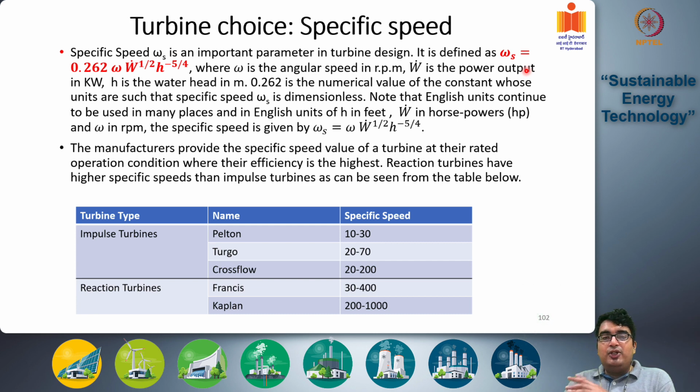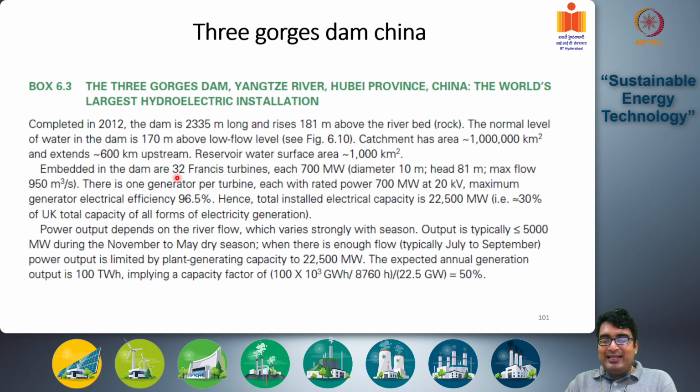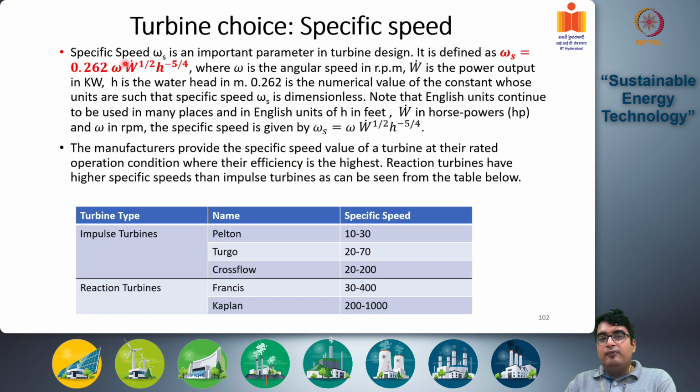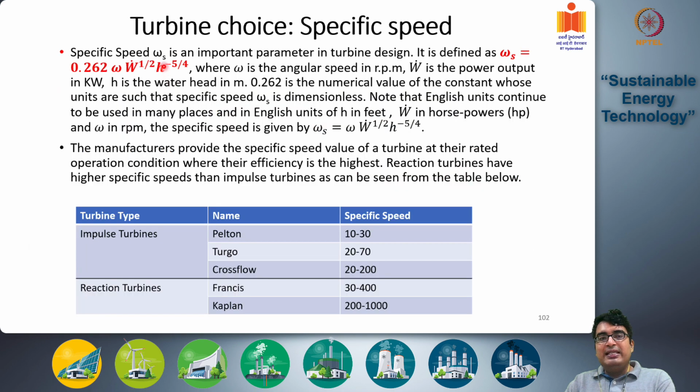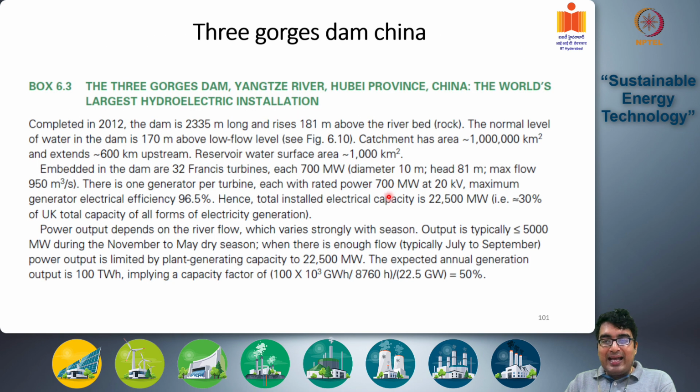Manufacturers provide the specific speed value of a turbine at their rated operating condition. So for example, in the previous example, we had the Francis turbine. Here the W dot is 700 megawatts, so 700 into 1000 kilowatts will be the W dot for that specific Francis turbine. Similarly, its rated head is 81 meters, so this H will be 81 meters, and omega is given as, let me see if the omega is given. There will be omega values you can get as well.